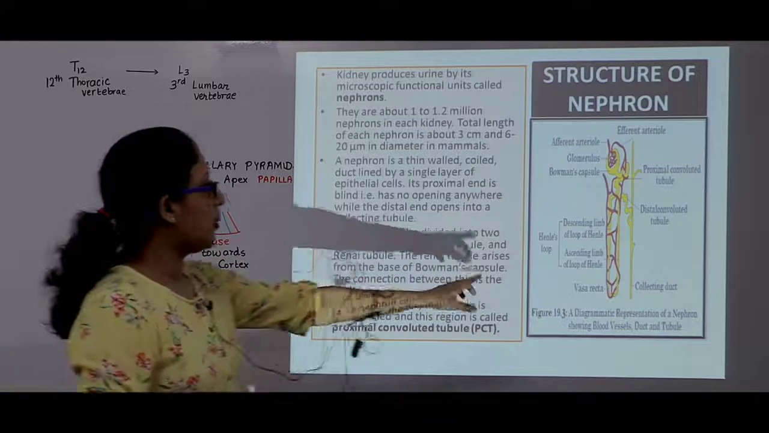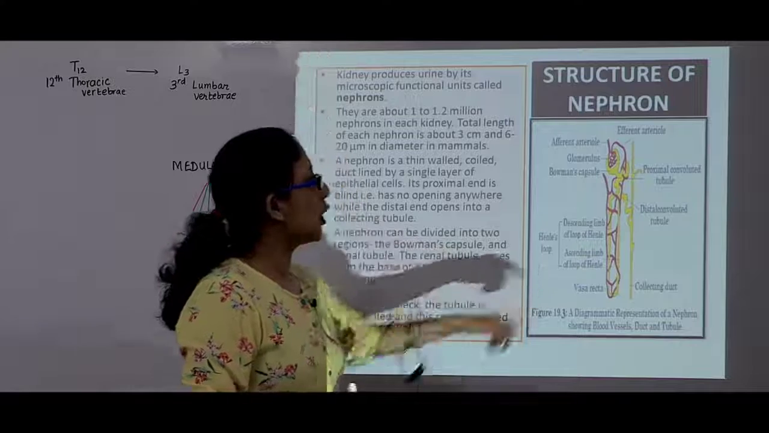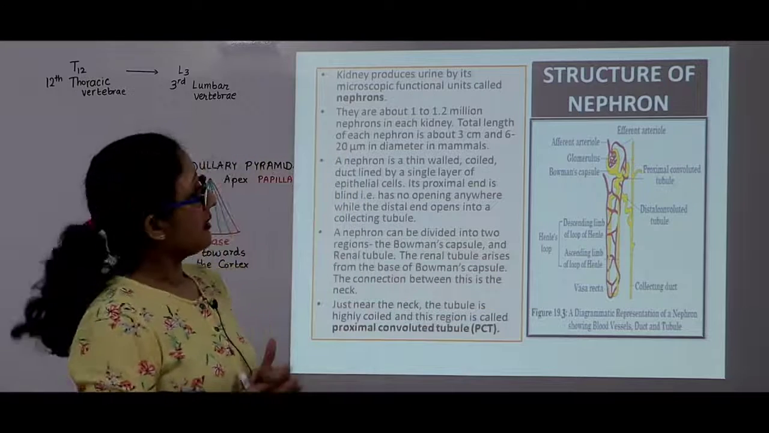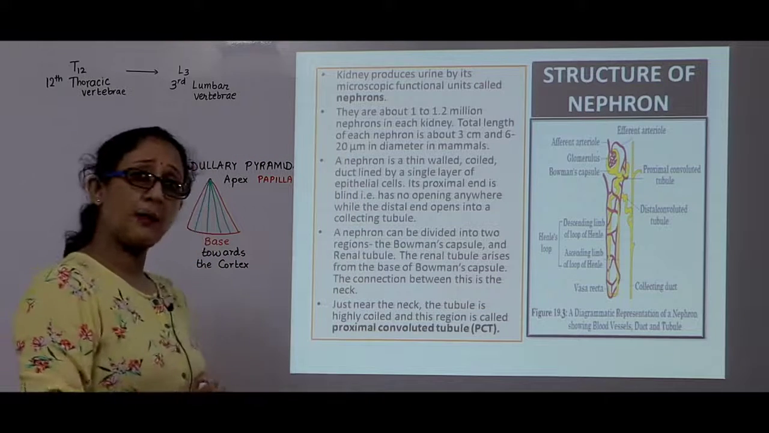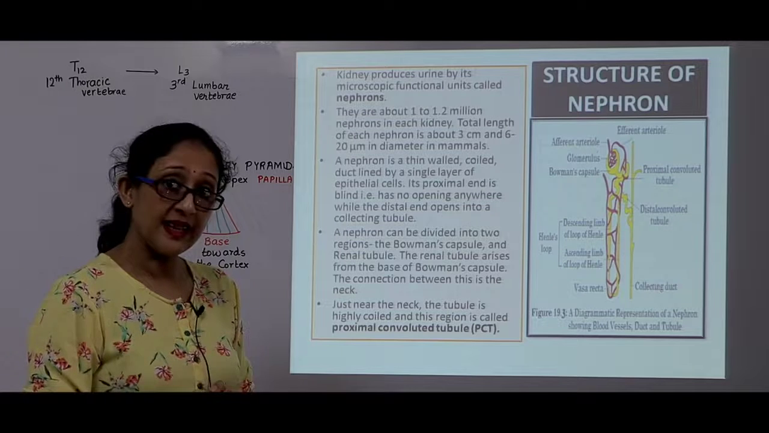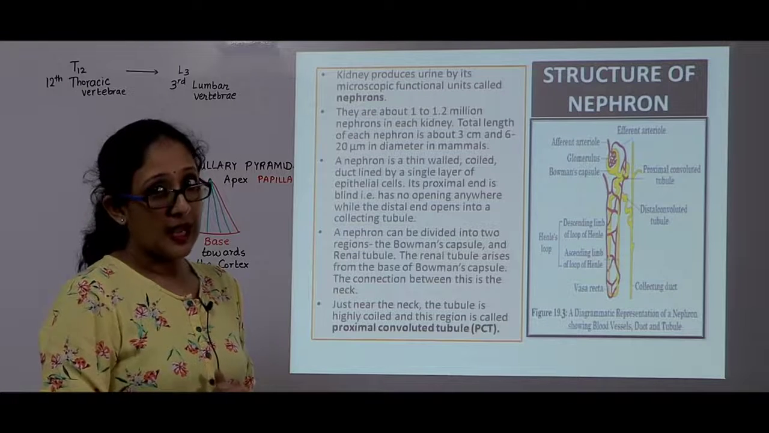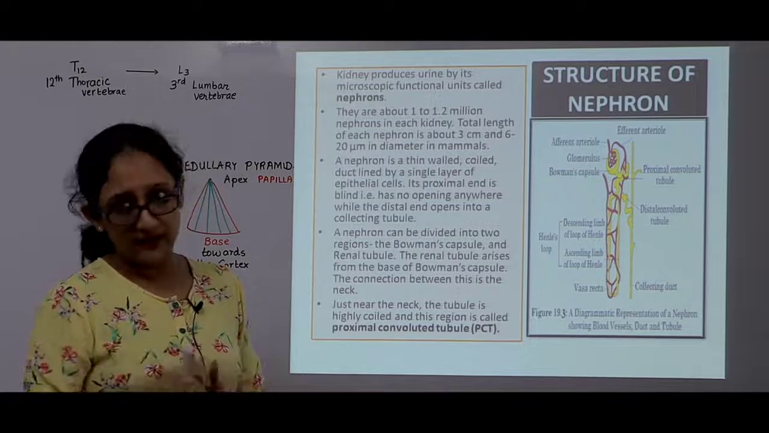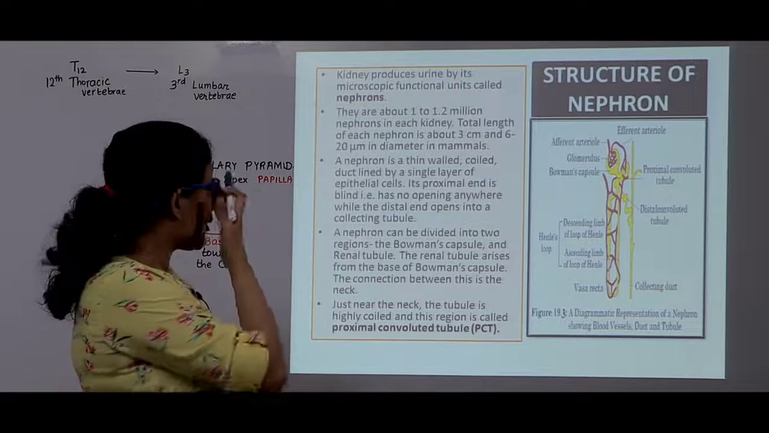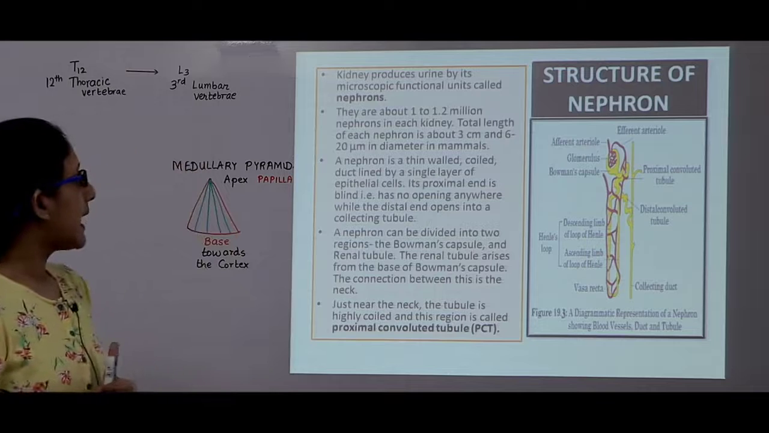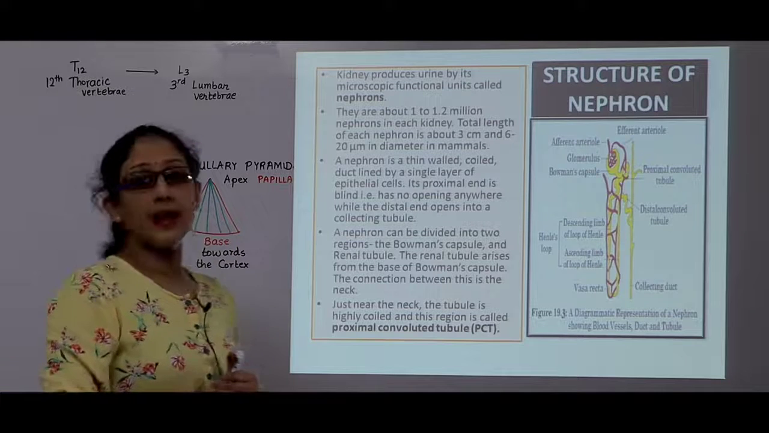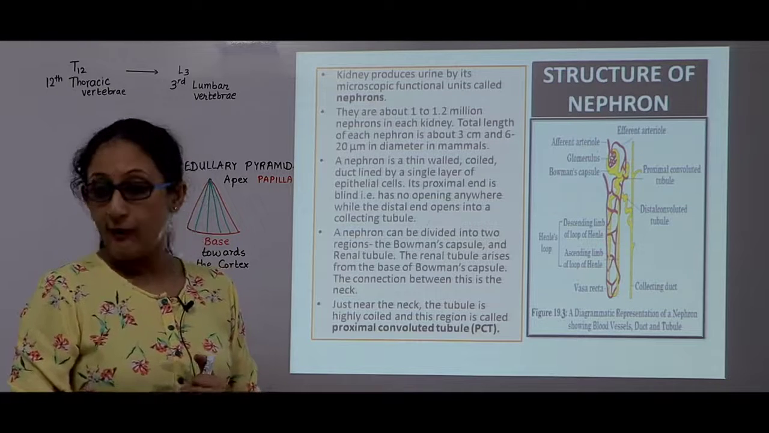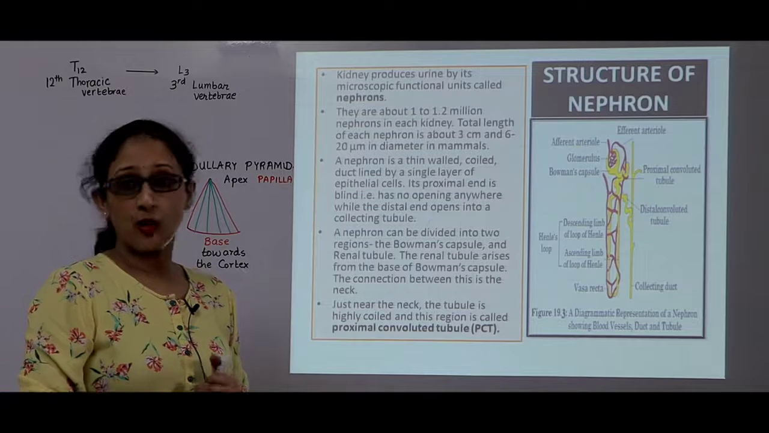We have the diagram over here. The same diagram is in your notes as well. The nephron is the part highlighted in yellow, and the blood vessels are highlighted in red. First of all, the kidneys produce urine by their microscopic functional units called the nephrons.